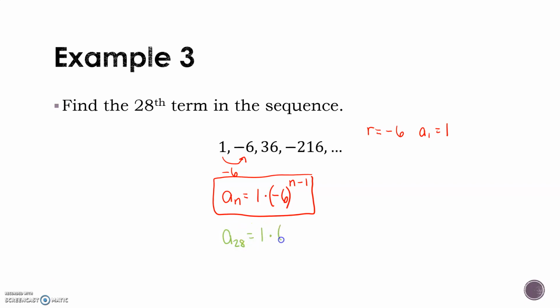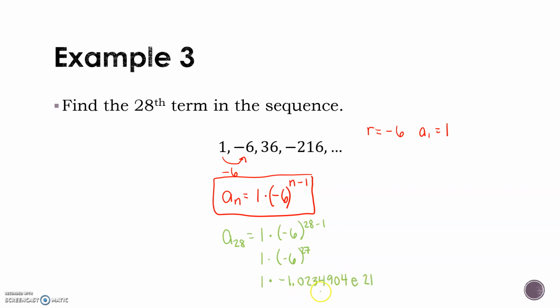We get 1 times -6 to the 28 minus 1, which is 1 times -6 to the 27th power. And if we do that, sorry, I'm typing it in, -6 to the 27th, and when I type this in, I get a really weird looking answer. I get -1.02349904. Maybe you got a few less digits. And then it says E21.